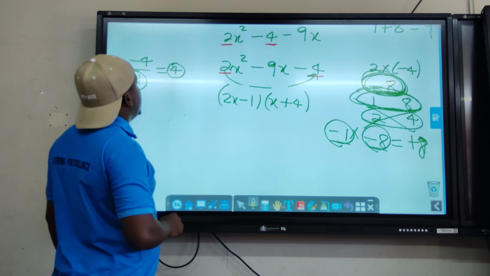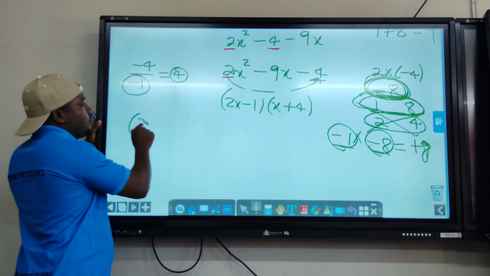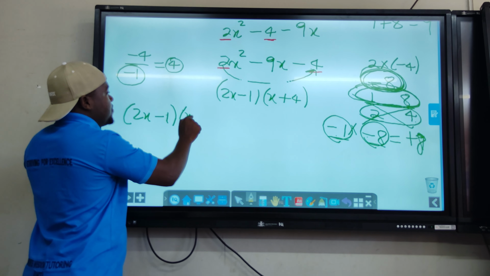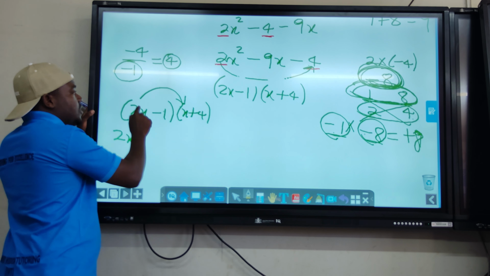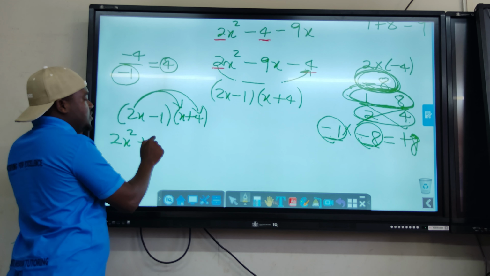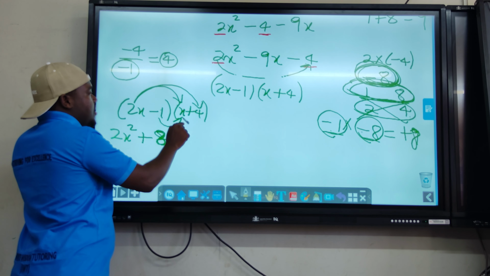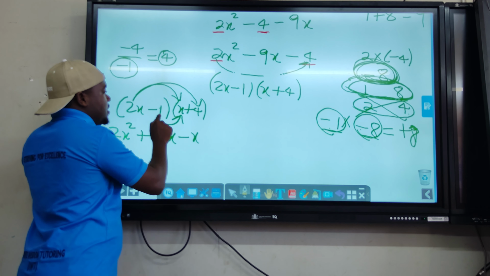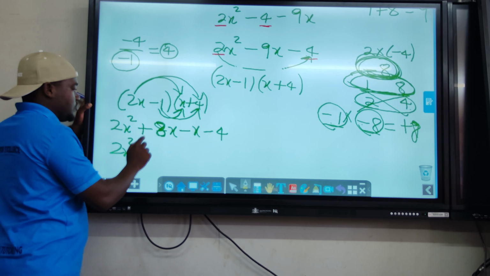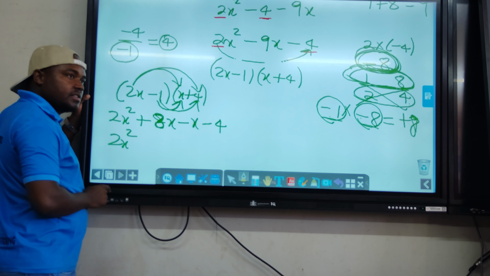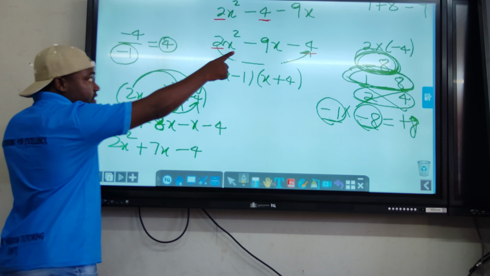Let's verify it. Okay, so what do we have now? We have 2x minus 1, x plus 4. And then we multiply. What do we get here? 2x squared. This times that is positive 8x. And then here, negative 4. Okay, now it gave me a wrong answer, but it was not as I thought. 8x minus x, no? 7x. Do you see that it doesn't give us what we have there?